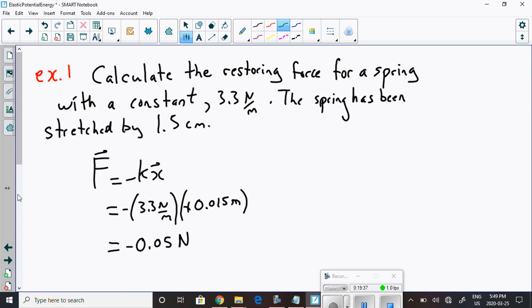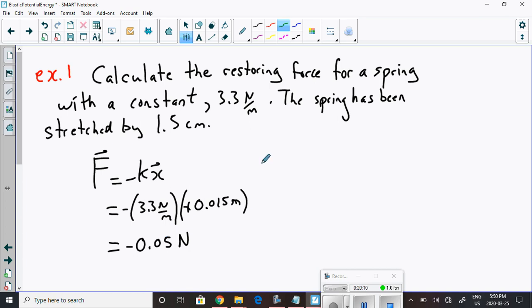Now, let me do an example here for you. It says calculate the restoring force for a spring with the constant of 3.3 newtons per meter, and the spring has been stretched by 1.5 centimeters. Pretty straightforward. There's your equation right in there. The negative sign comes down, the spring constant comes down, but this is in centimeters. Can't have that. So I convert it to meters, and I know that when this spring has been stretched by 1.5 centimeters, that's the restoring force right there.